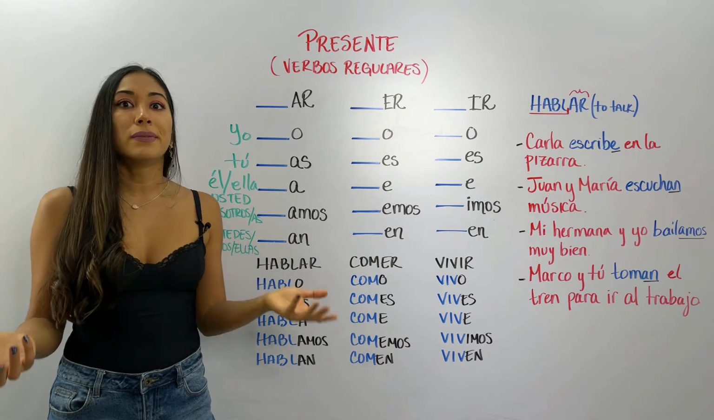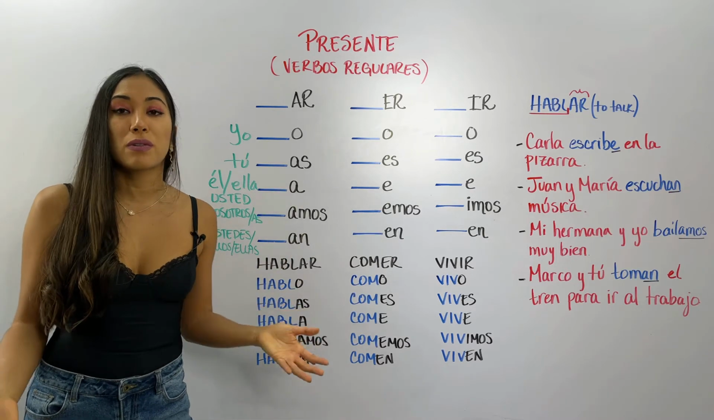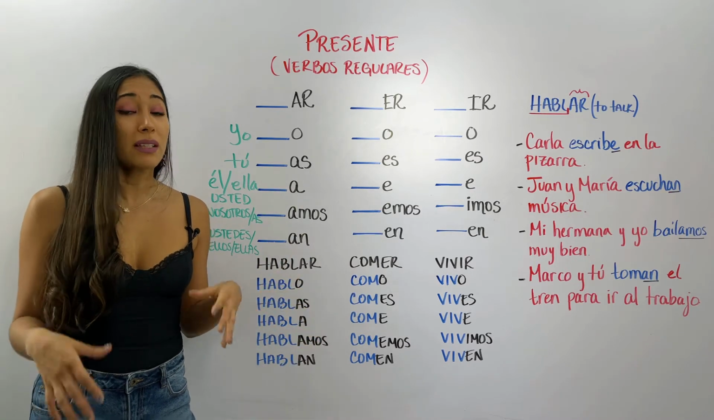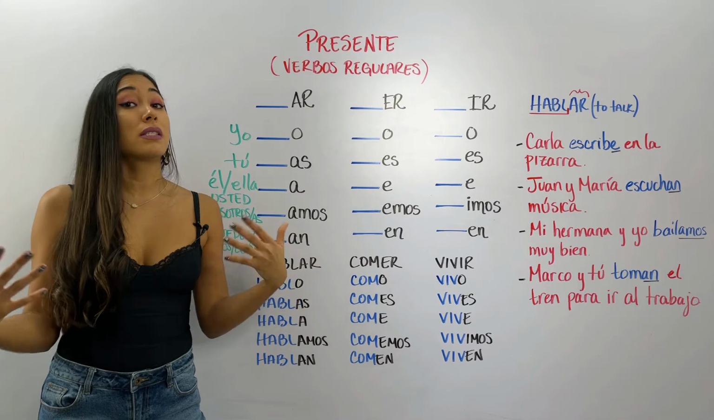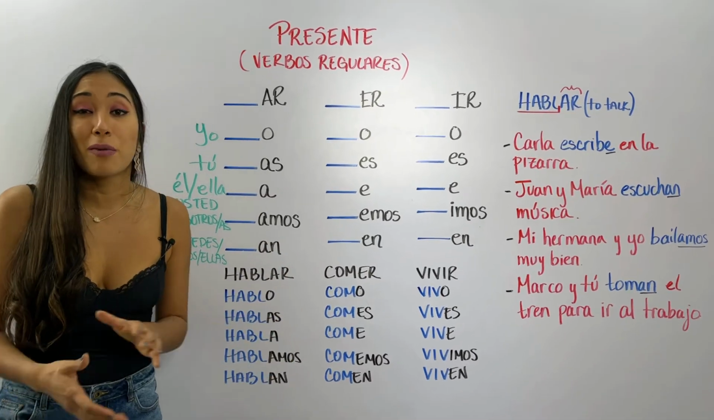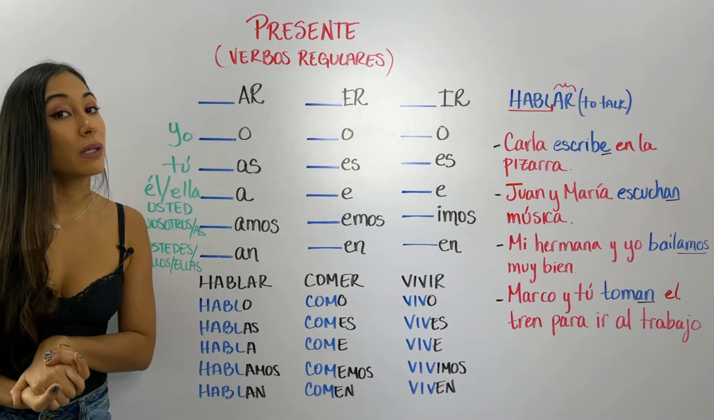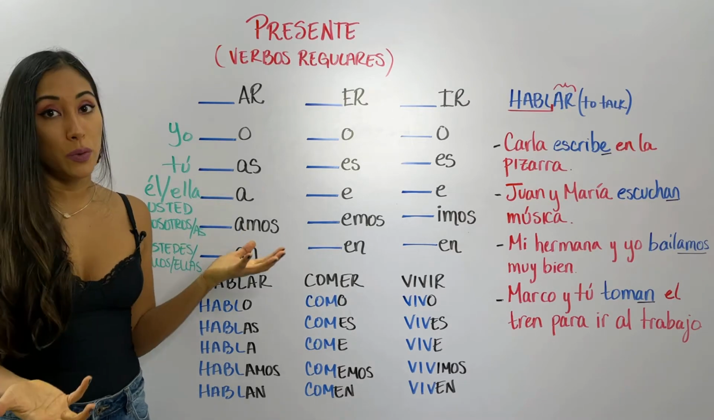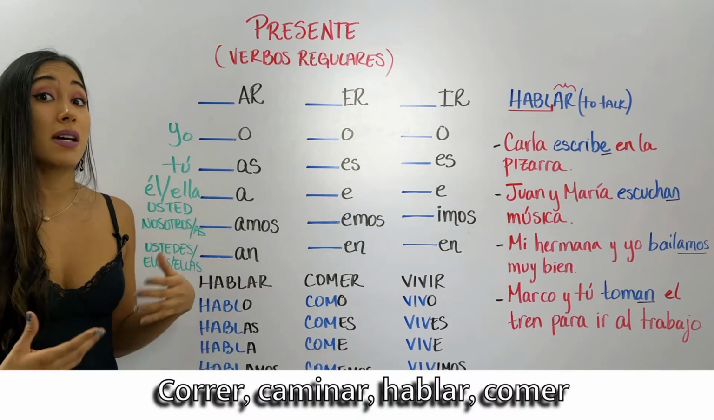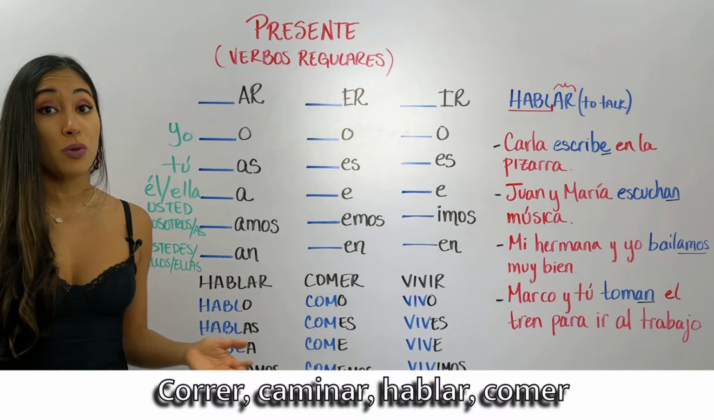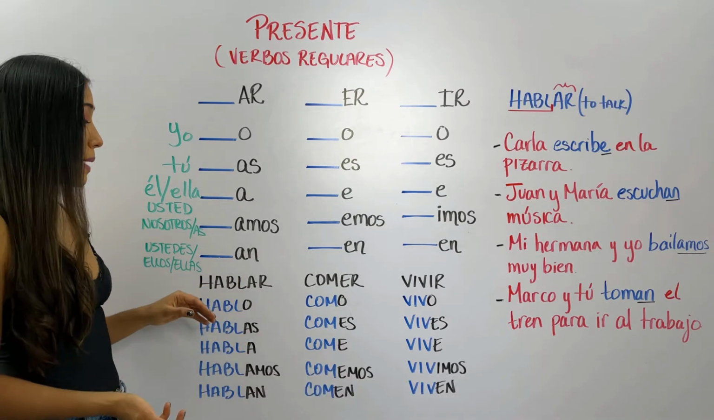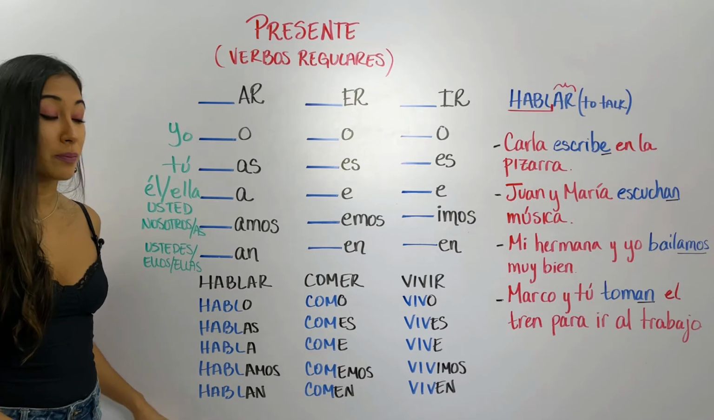So, how am I gonna know when a verb is regular or irregular? The irregular verbs, you will see them, they are actually the ones that we use the most, but there are also many regular verbs that we use, like correr, caminar, hablar, comer, all those are regulars, okay? Bien, so here is the example.